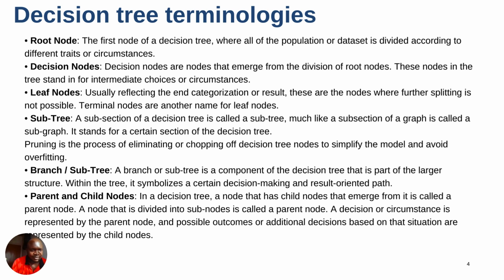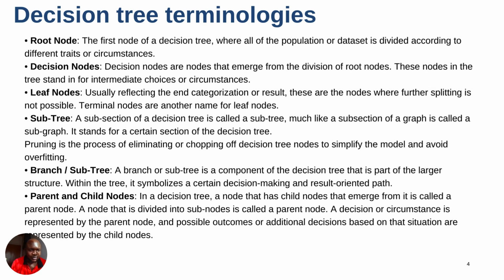The third one is the leaf nodes, usually reflecting the end categorization of results. These are nodes where further splitting is not possible. Terminal nodes are another name for leaf nodes. On the fourth one, we have got the subtree. A subtree is a decision tree much like a subsection of a graph is called a subgraph. It stands for a certain section of the decision tree.